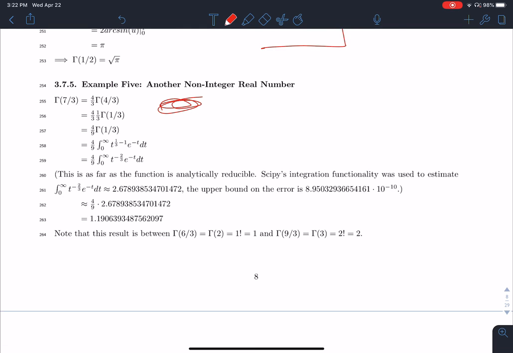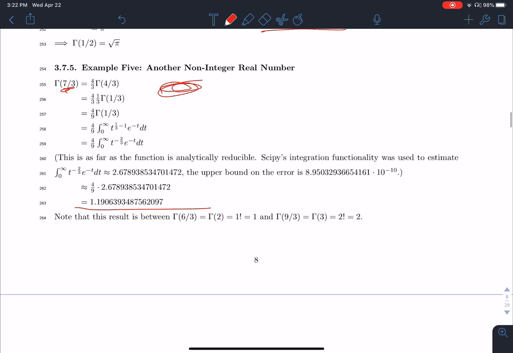Here's one that we can't actually solve analytically, so I did it numerically. Most arguments for the gamma function I can't solve analytically, and this is just an example of one of those. But it is kind of nice that the value that we get does fall between these two things, which is kind of what you would hope for.